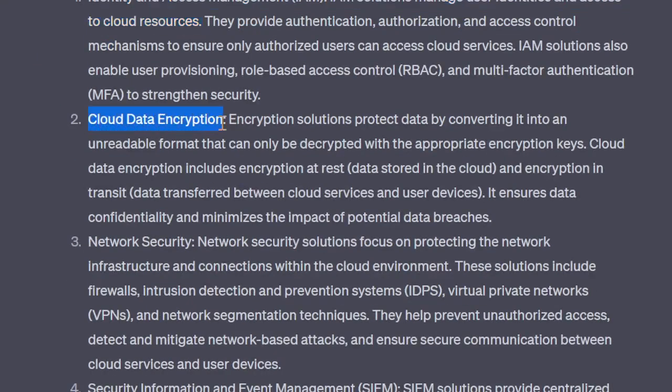Number 2, cloud data encryption. Encryption solutions protect data by converting it into an unreadable format that can only be decrypted with appropriate encryption keys. Cloud data encryption includes encryption at rest and encryption in transit. It ensures data confidentiality and minimizes the impact of potential data breaches.